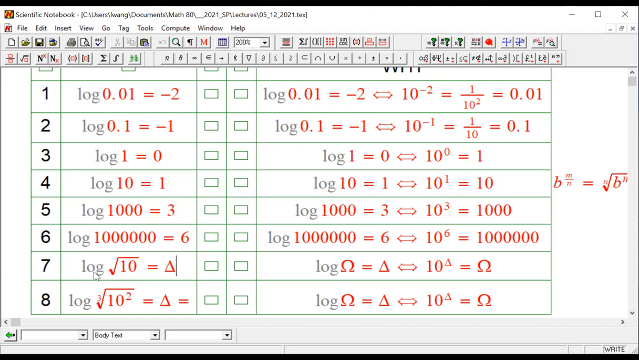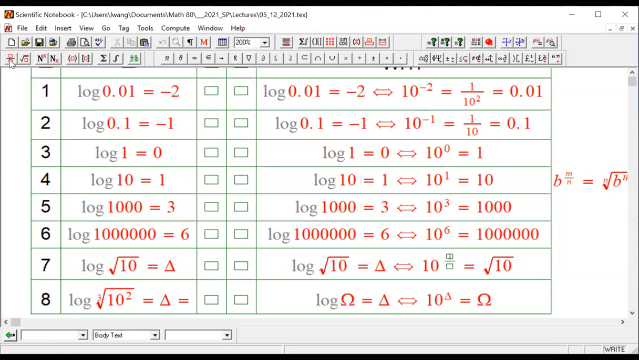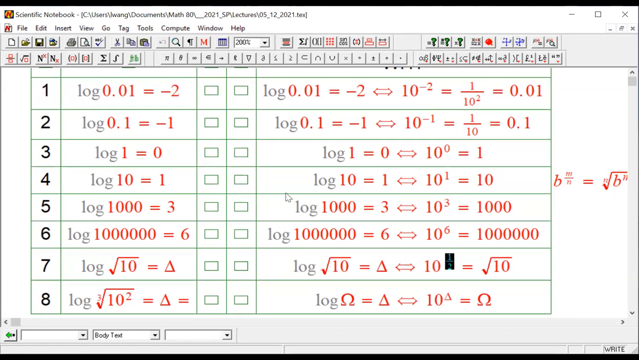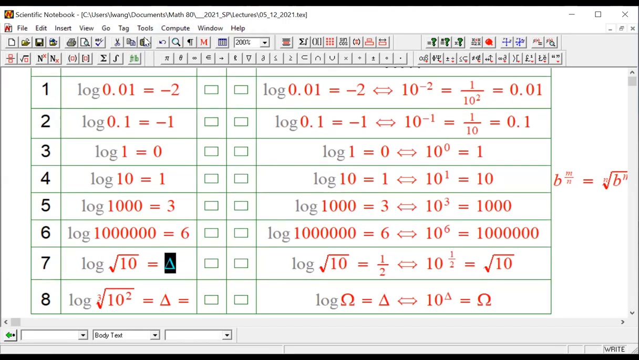A common log of square root of 10, what would that be? It is a square root of 10. One half, excellent. Beautiful, beautiful. One half.